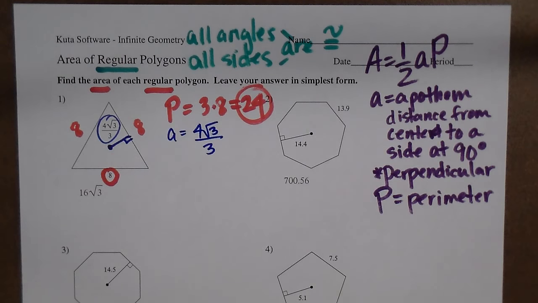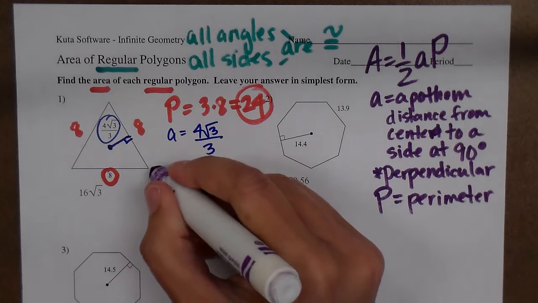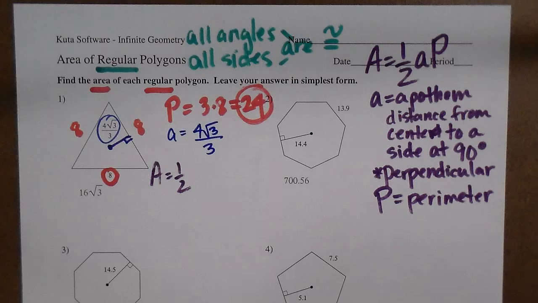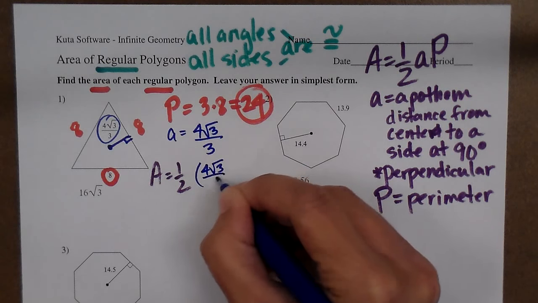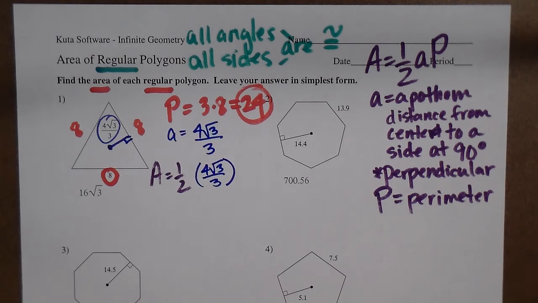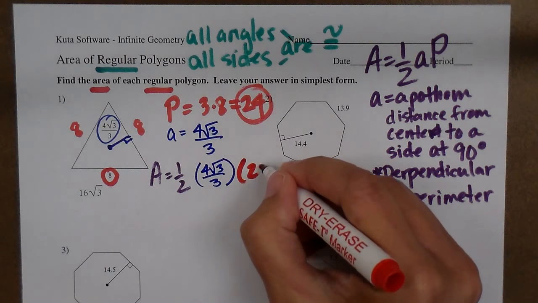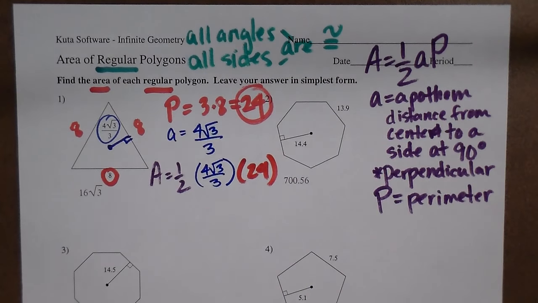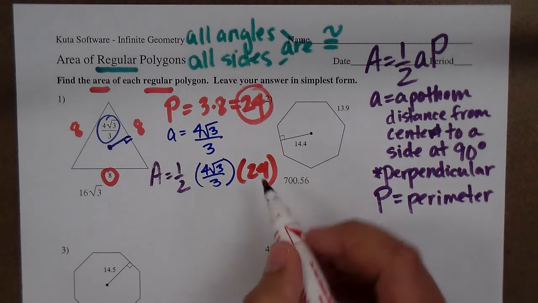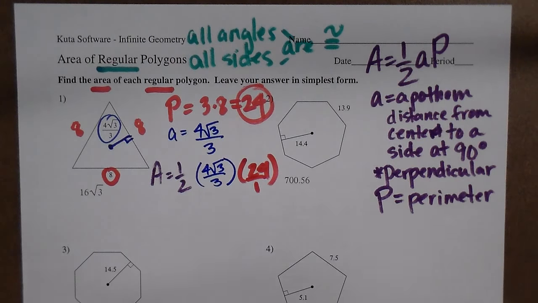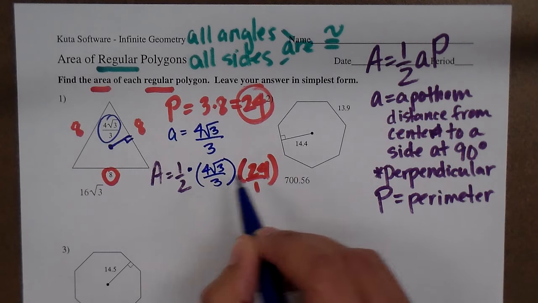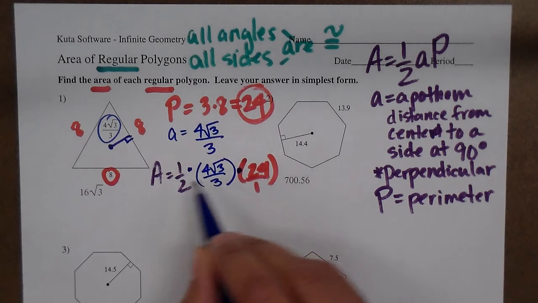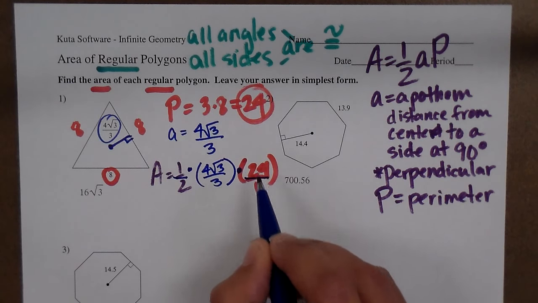Okay, so my area formula says 1/2 the apothem, which is in this case 4 times square root of 3 over 3, times the perimeter of the figure, which is 24. So I'm going to multiply everything I can across. That's like 24 over 1. So let's go all the way across and multiply. I have 1 times 4 square roots of 3 times 24, all on the top. Do y'all see that? That's all on the top.